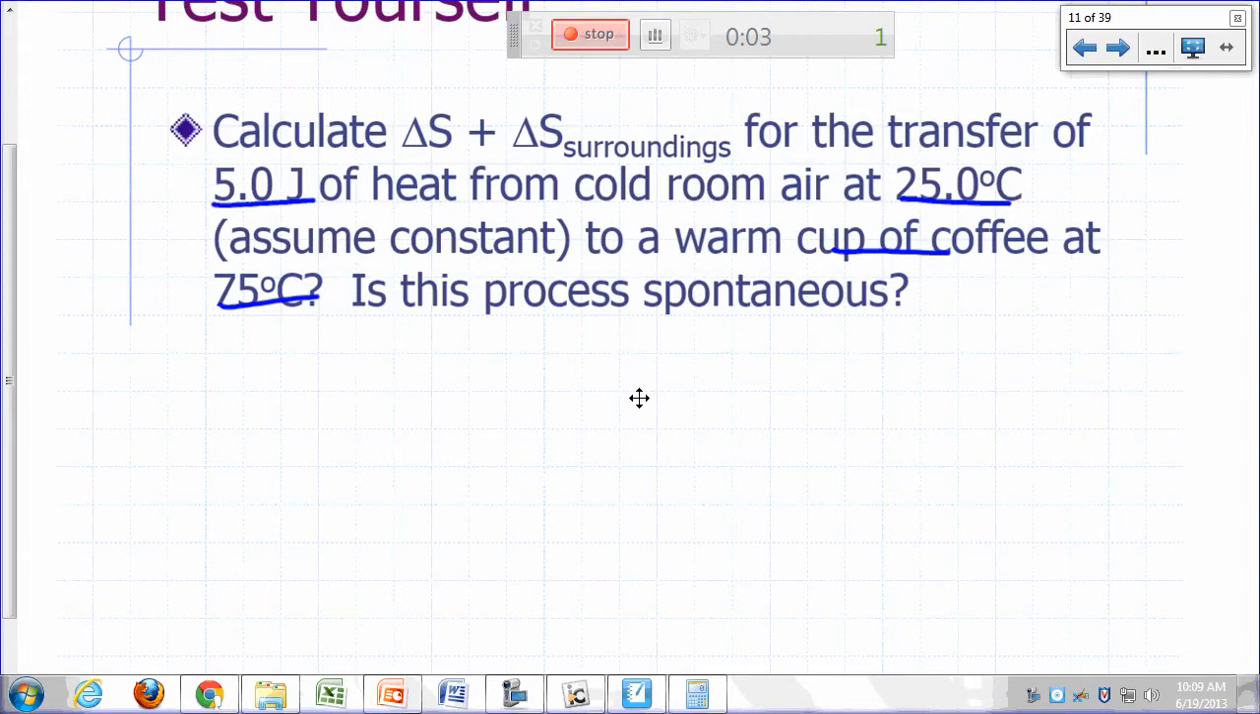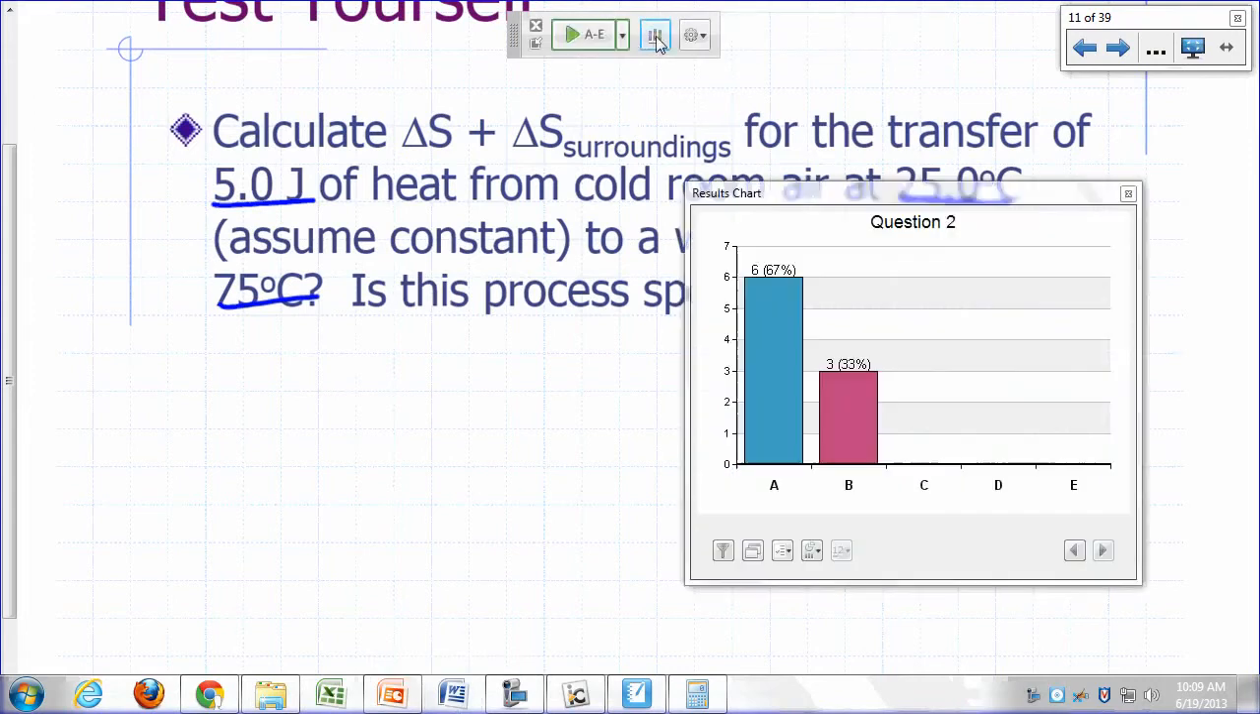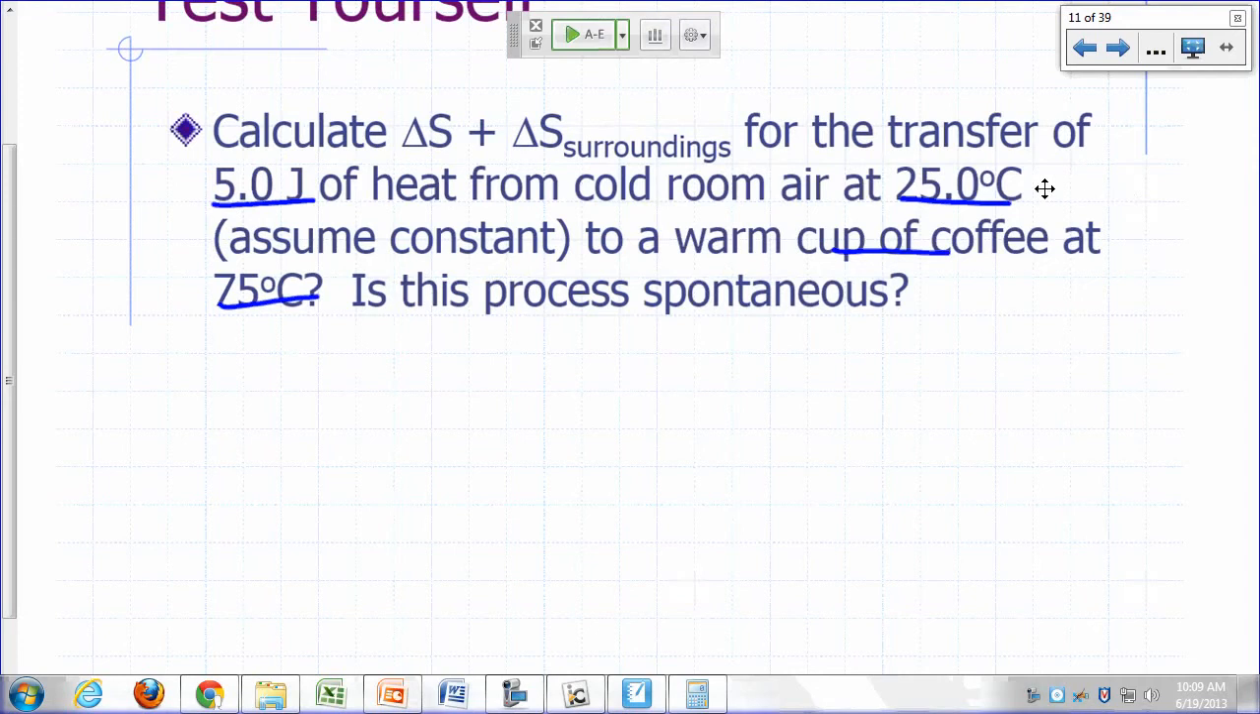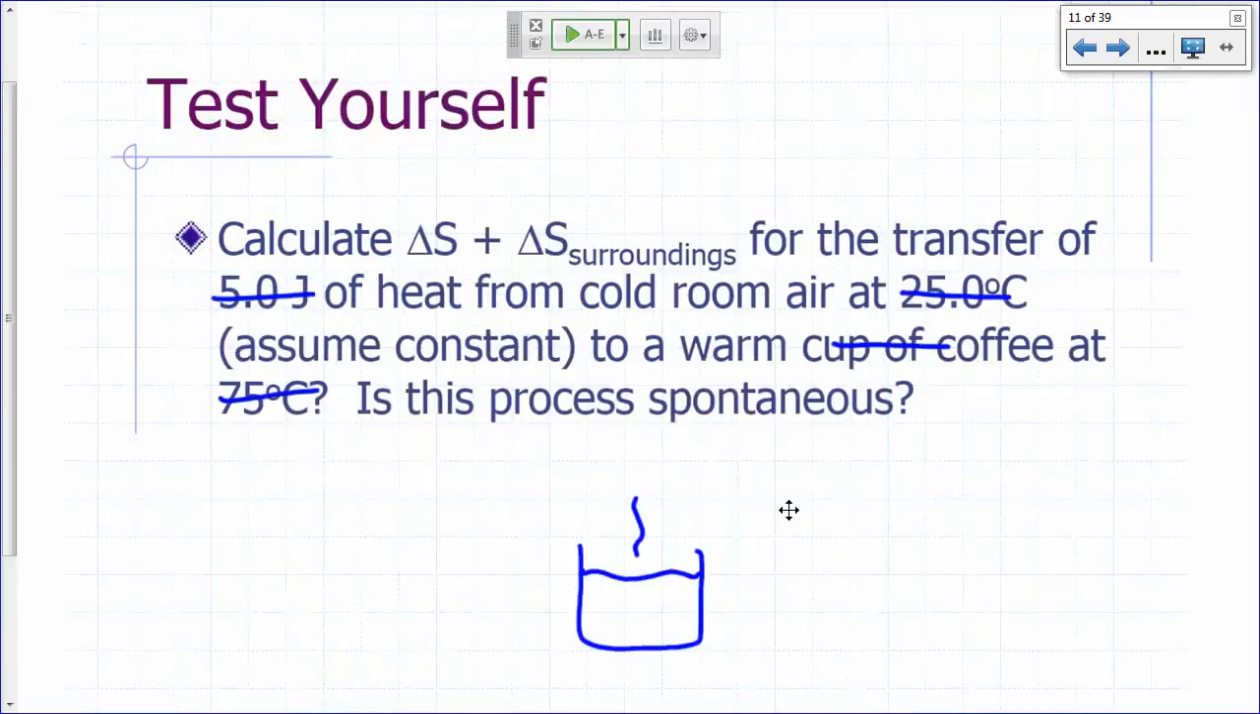Third question. A, yes, B, no. Is it going to be spontaneous? A, yes, or B, no? Okay, more people said yes than no. Let's imagine what we have here, okay? I can't write on it anymore.